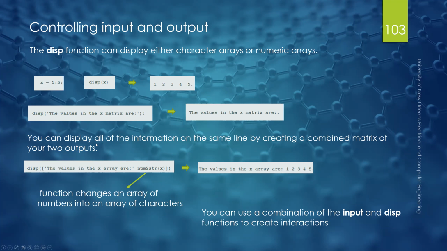So you can display all of the information on the same line by creating a combined matrix of your 2 outputs. For example, you remember we used this also when we say DISP in single quotes, the values in the X array are, and then we use num2str, which is the function that will change the array of numbers into an array of characters. So now we can see the result as an output of characters. You can use a combination of the input and DISP functions, and that's a good way to create interactions. All right.